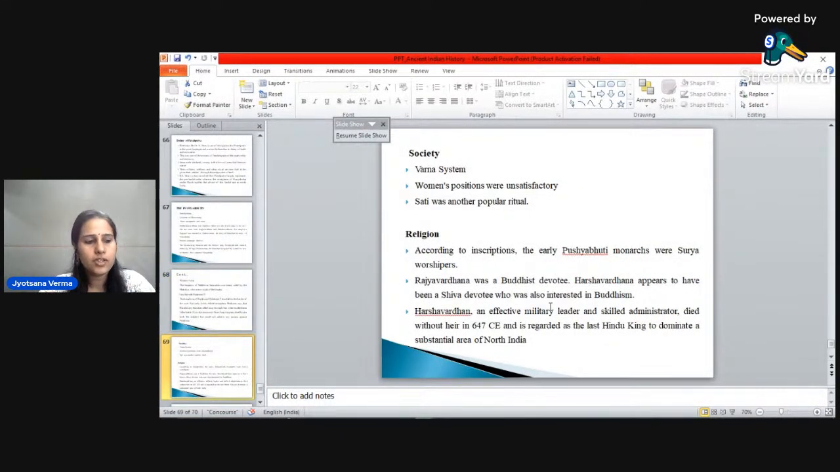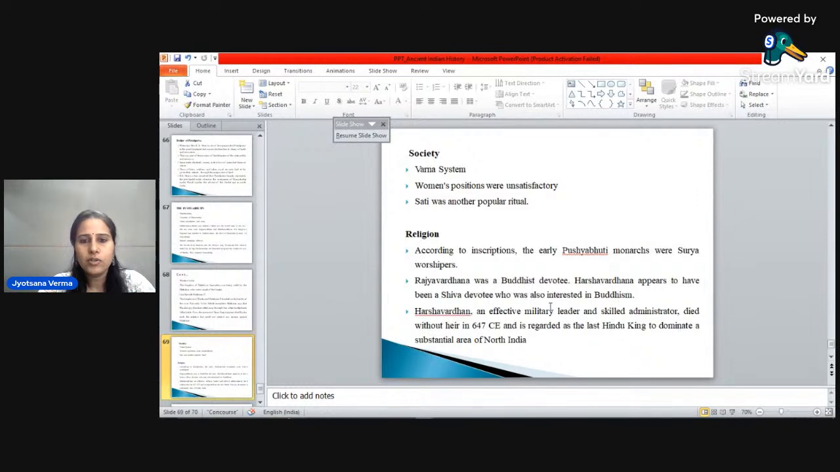Society was almost similar to the Gupta period, and in this period also it was more complex than the previous time period. There was the Varna system and caste system. The position of women was very unsatisfactory. Sati was another popular ritual.